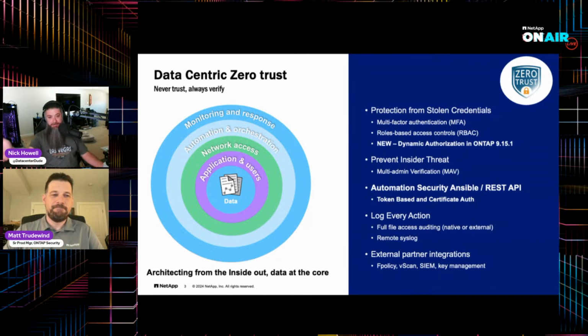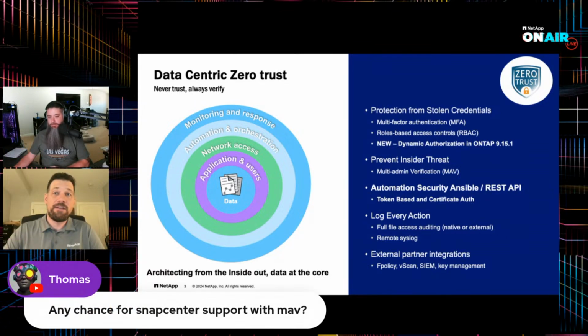I would love to go back. Part of me wants to go back out and do this stuff again in a way, because, oh my God, this is so much better and easier than it used to be. It is. It's major enhancements, and so yeah, that's a big thing that we added in 9.15.1, more multi-admin verify commands. I gave you a couple examples.